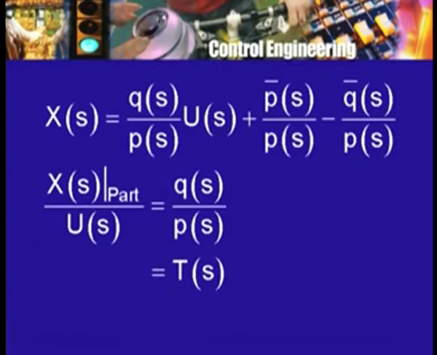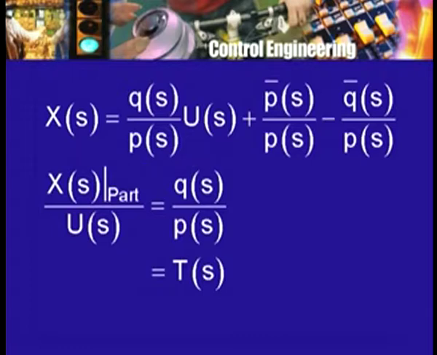And if you recall, this term P bar of s divided by P of s depends on the initial values of x. If the initial values of x are 0, this is 0. So you can say that either we are looking at the special case when the initial values are 0, or we are not looking at this part of the response transform. Similarly, this part involves only the initial values of the input. If the initial values of the input are 0, this part will be 0. So once again we can say that we are looking at the special case when the initial values of the input are 0, or we are not looking at this part of the response.